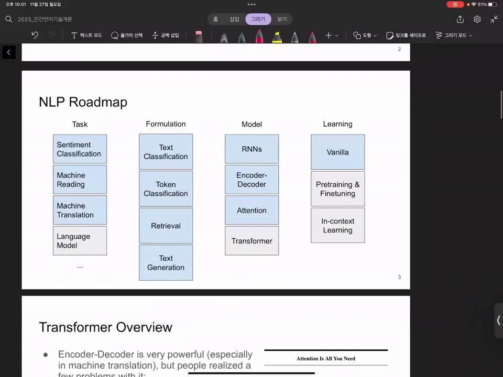So far, we have studied, in the task dimension, sentiment classification, which can be formulated as text classification. Machine reading comprehension or question answering also have been covered. And machine translation, which was formulated as statistical machine translation 10 years ago. After that, machine translation is formulated as encoder-decoder architecture.